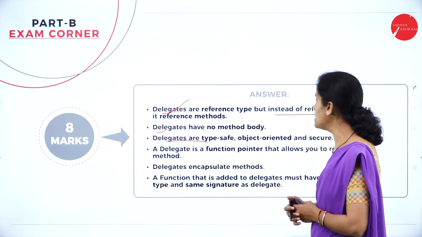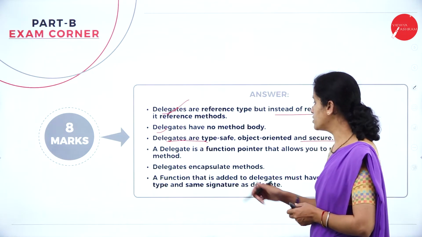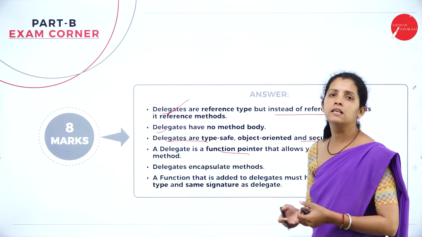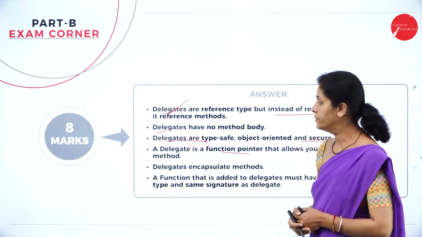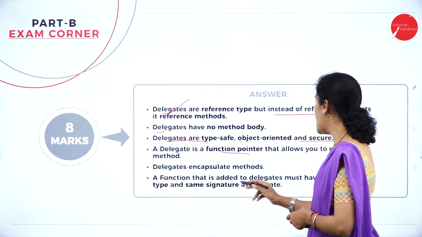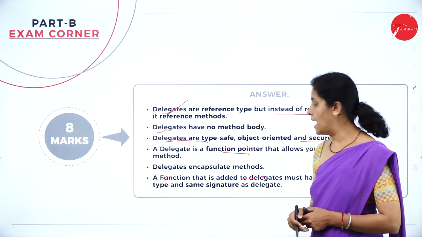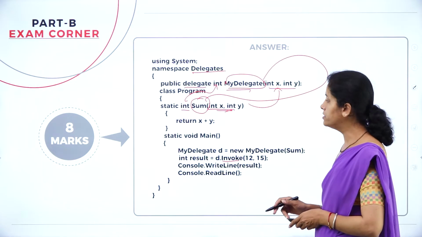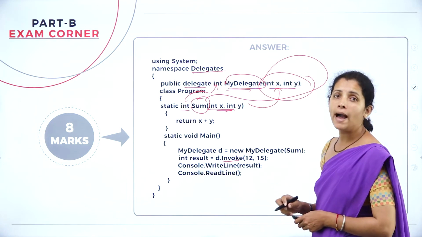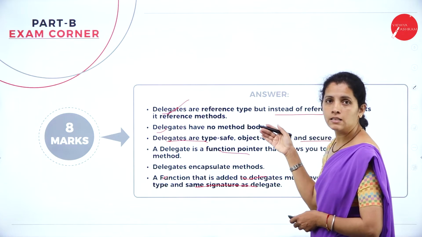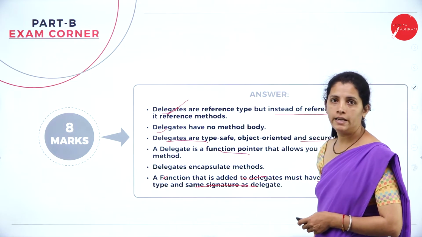Now, delegates are type safe, object oriented and secure. A delegate is a function pointer. So, what is a delegate? It's nothing but a function pointer. A delegate encapsulates a method. A function that is added to a delegate must have the same return type as well as the same signature. Here, signature is nothing but the parameters. So, these are the certain points you have to remember while writing delegates.